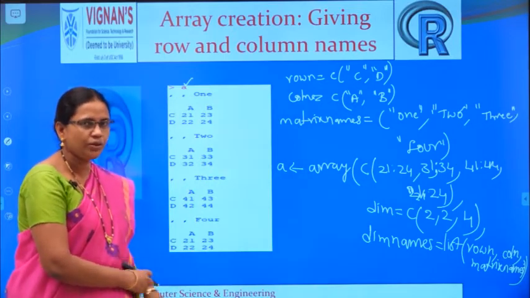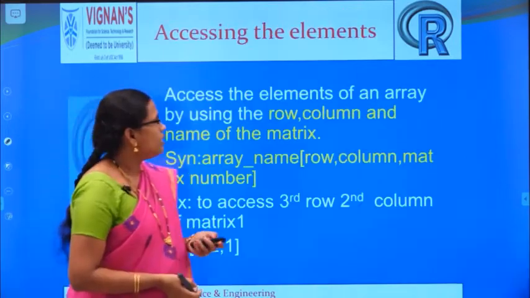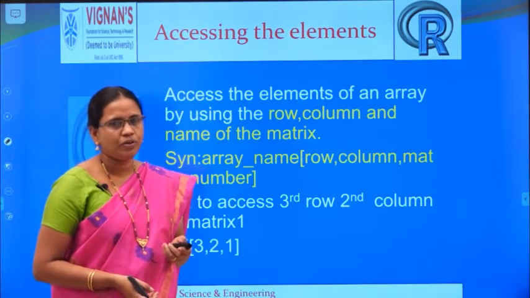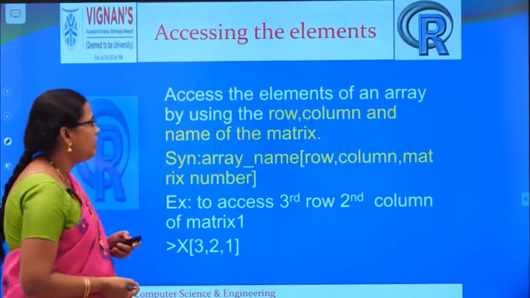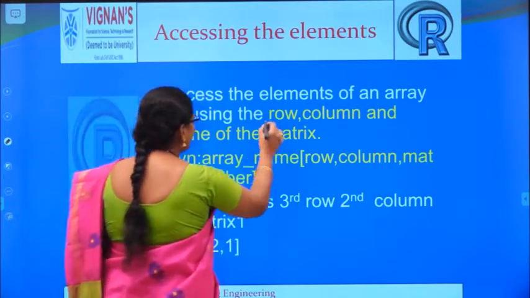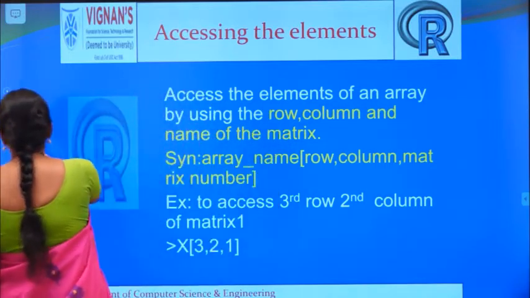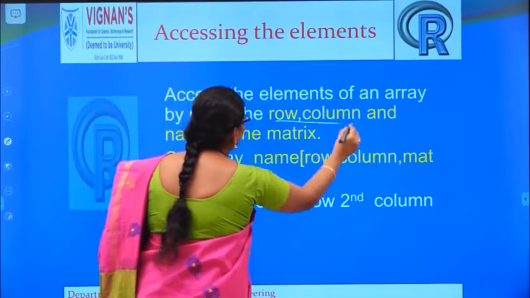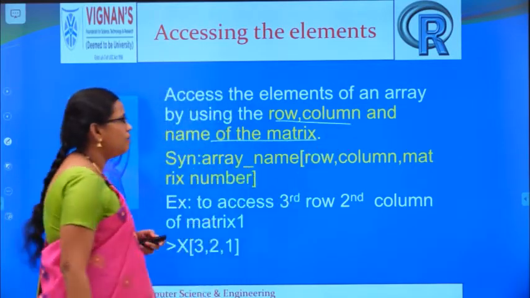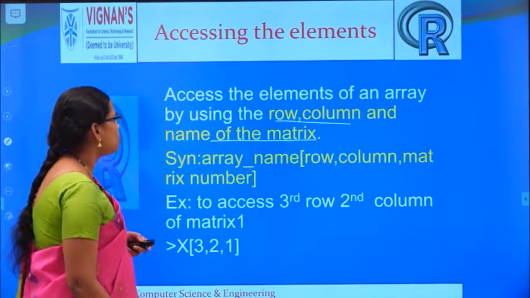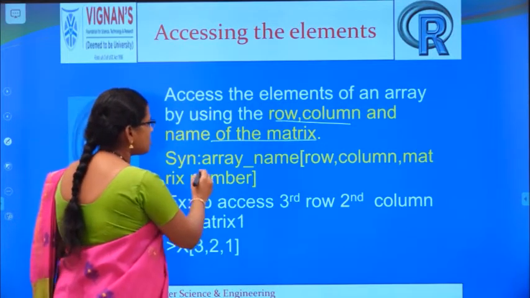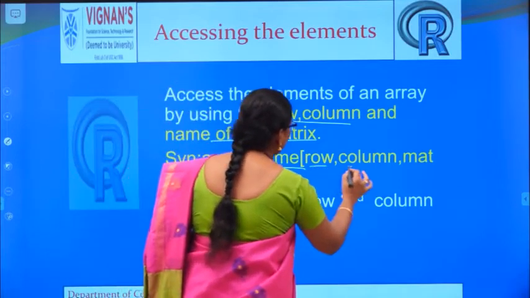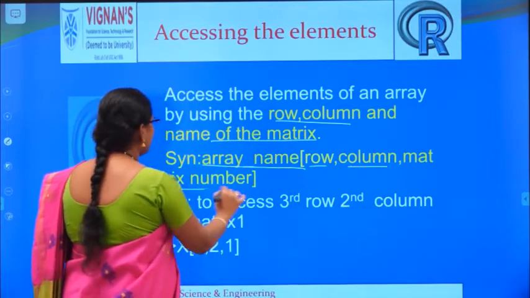Now let us see how to access the elements of an array. To access the elements of an array, you need to specify the row value as well as column value and also the matrix number. So this is the syntax. You have to give the array name. After that, you have to give the row value, column value and also the matrix number.